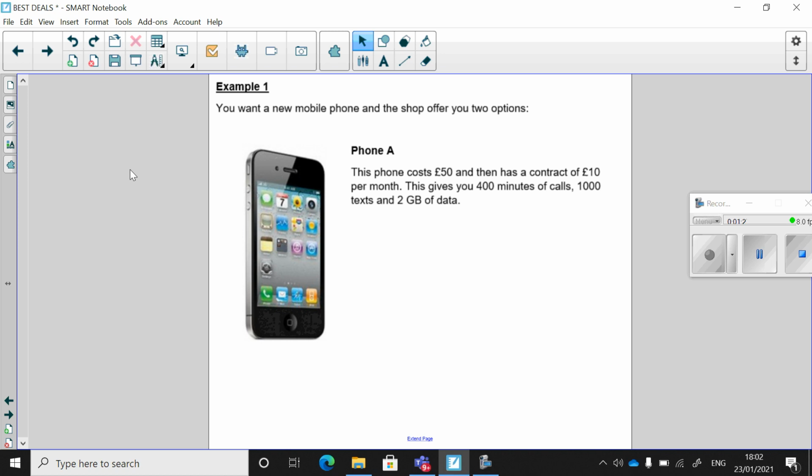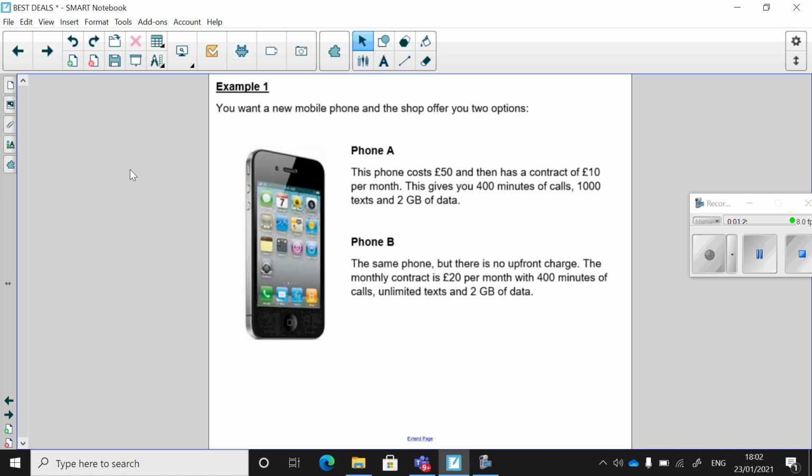Right, that's a lot to take in there. Go for the other deal. Same phone, but there's no upfront charge. The monthly contract is £20 per month with 400 minutes of calls, unlimited text, and 2 gigs of data. You can rewind this just for a comparison here.